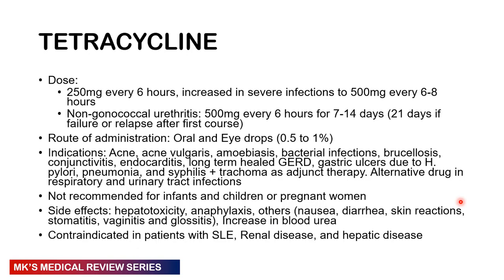The dose is about 250 milligrams every 6 hours, which means we can give this 4 times a day. We can increase this to 500 milligrams 3 to 4 times a day. In non-gonococcal urethritis, we give this at 500 milligrams every 6 hours, that's 4 times a day for 7 to 14 days. We can actually go up to 21 days if there is failure or relapse after the first course. The route of administration is oral. There is also a preparation for eye drops, which is about 0.5 to 1%.